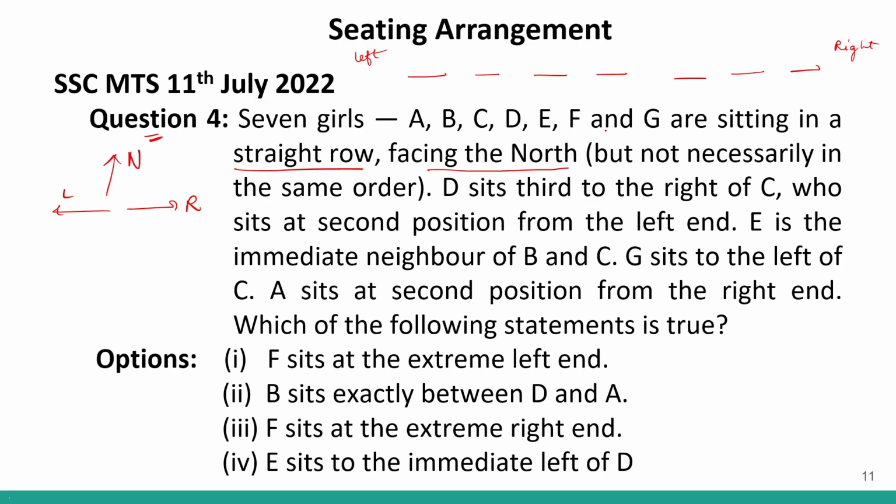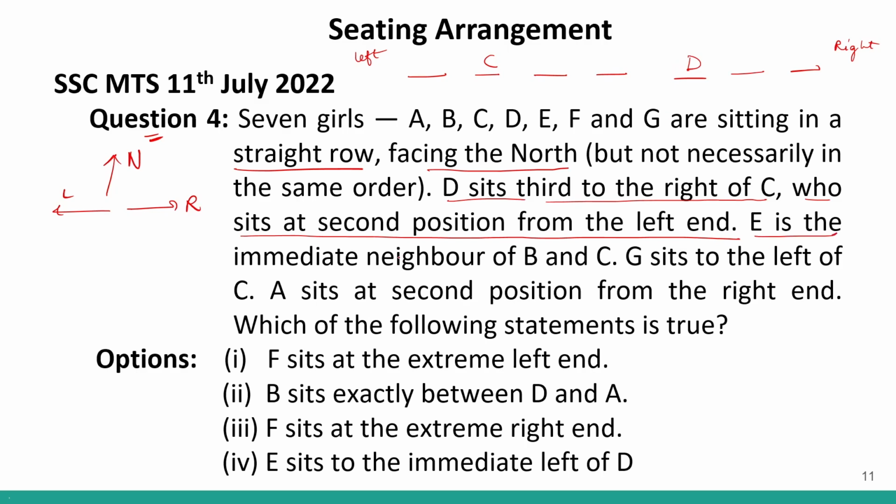Now, D sits third to the right of C, who sits at second position from the left hand. So C sits at second position from the left. That means C will come over here, correct? C sits at second position from the left hand. So C will come over here. D sits third to the right of C. So 1, 2, 3, D will sit over here. D is third to the right of C.